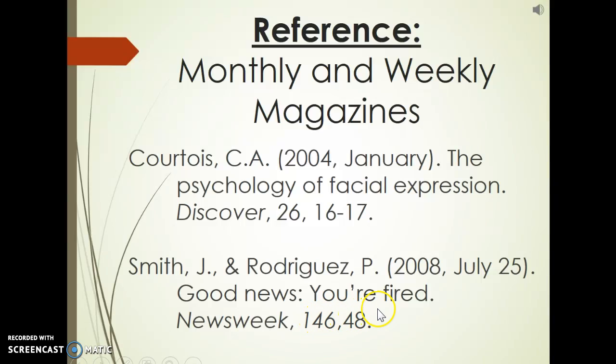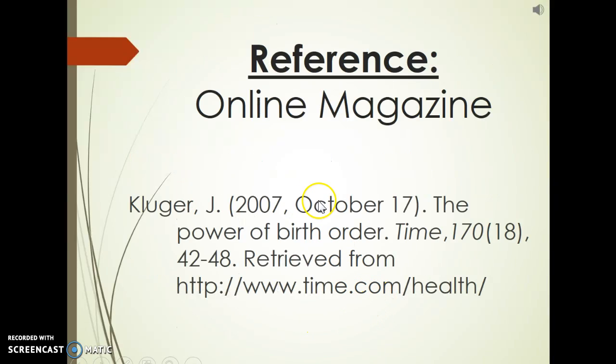146 is the volume and the page number. Here we have the addition of online information, essentially the same: author's last name, the date, the article, and where the article was published, in the magazine Time. 170 is the volume number, the issue is 18.